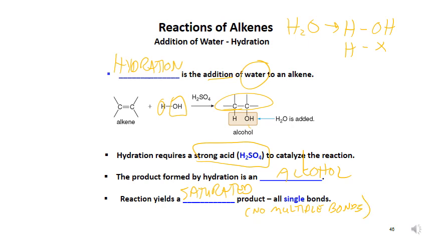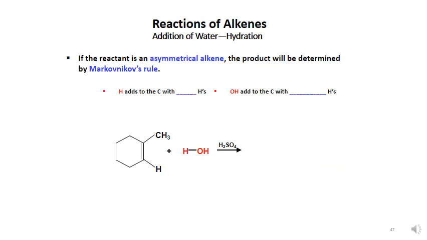All right, so let's look at some hydration reactions, which are very similar to halogenation addition reactions to alkenes. If it's symmetrical, it doesn't matter, but if it's asymmetrical, it's Markovnikov again. H adds to the carbon with more H's, and OH adds to the carbon with less H's. Like gathers with like.